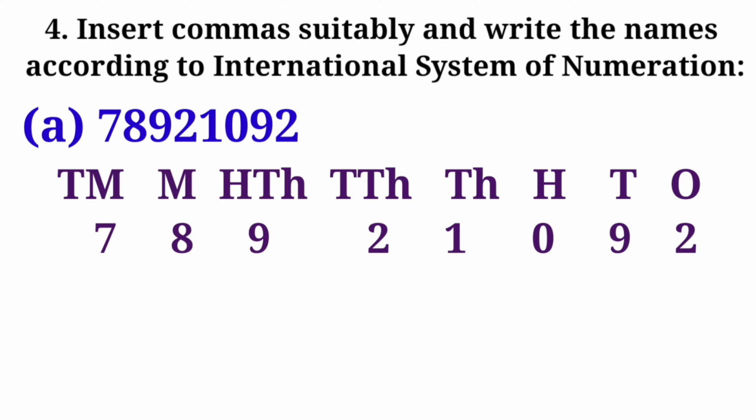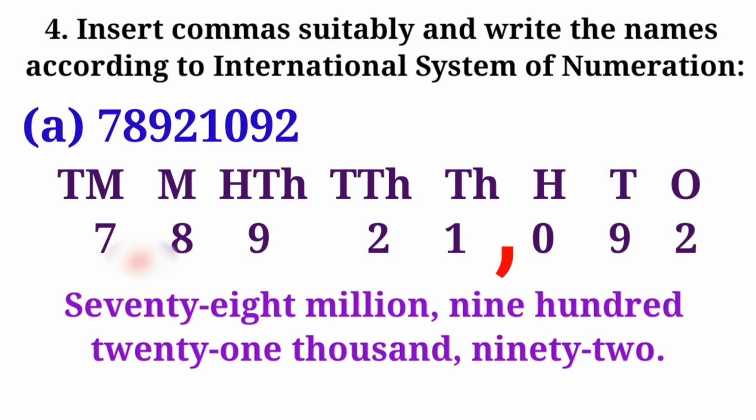Now you have to put commas. The first comma will come before 3 digits from the last number. Then the second comma will come again before 3 digits from this comma. So the number will be read as 78,921,902.